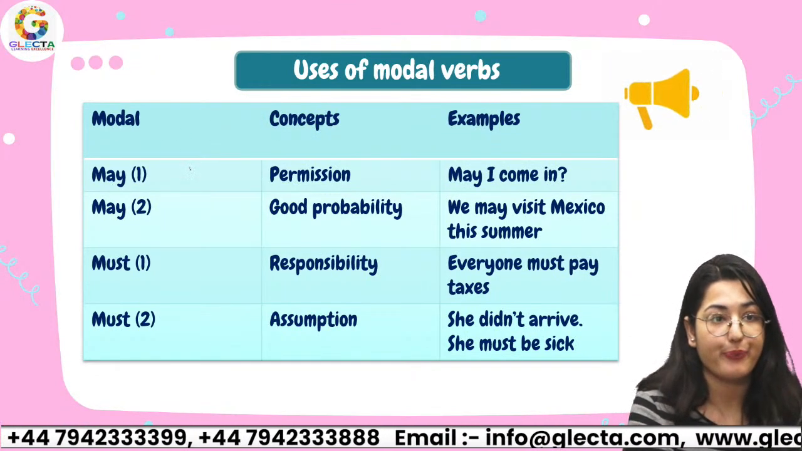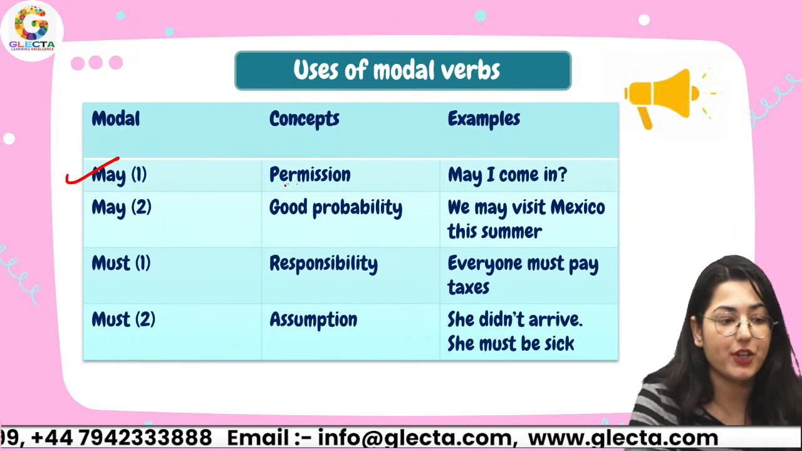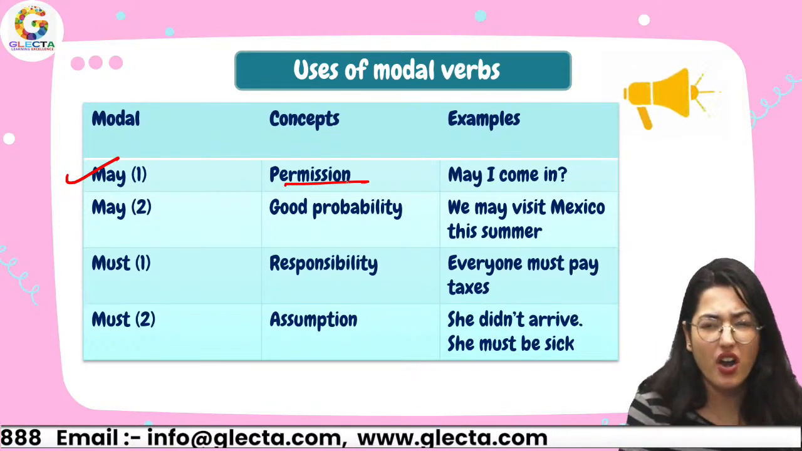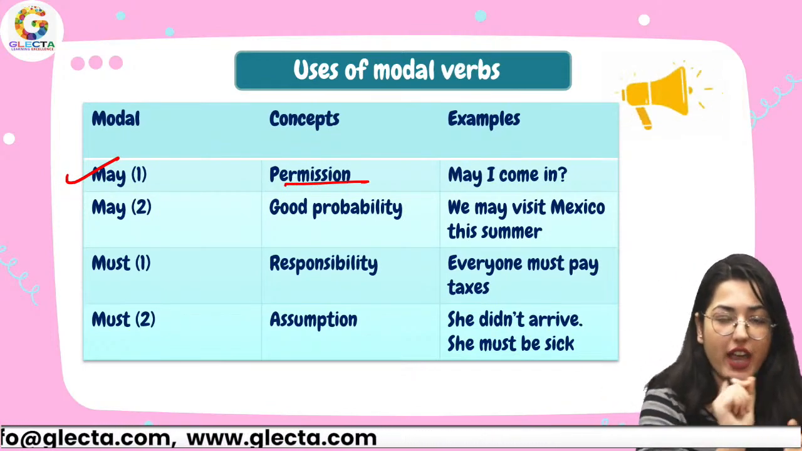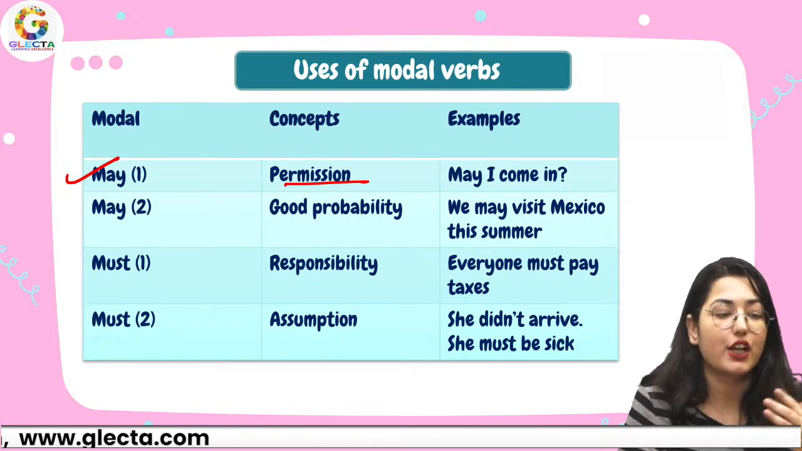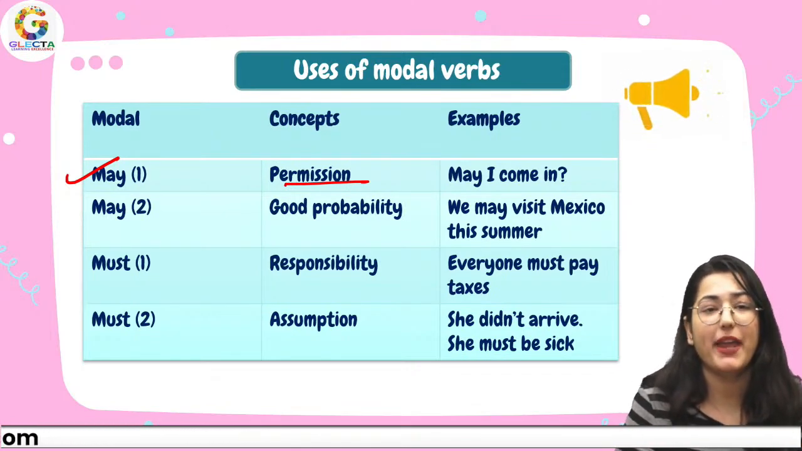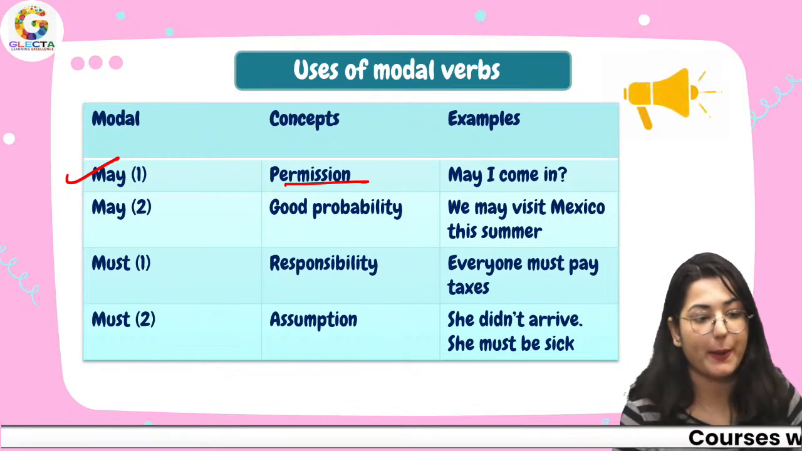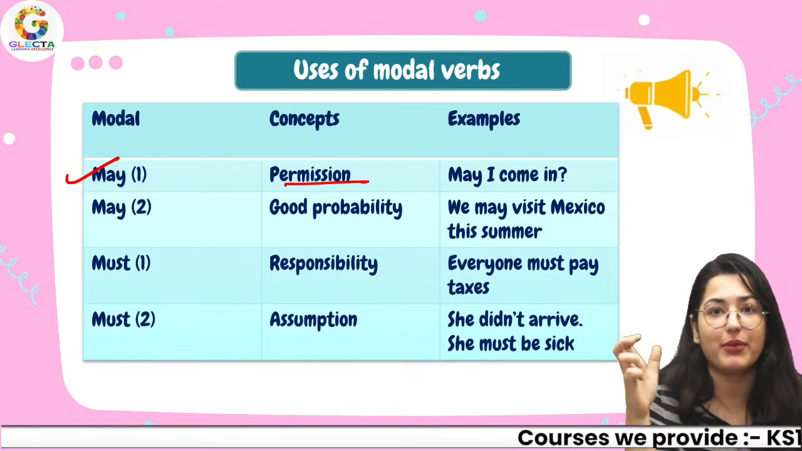Next part is may. May we use for permission. May I come in? May I go there? May I remove the ink? May is also good probability. May God bless you, like that, or the good probability.